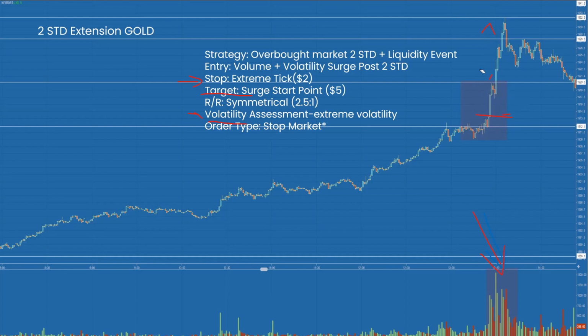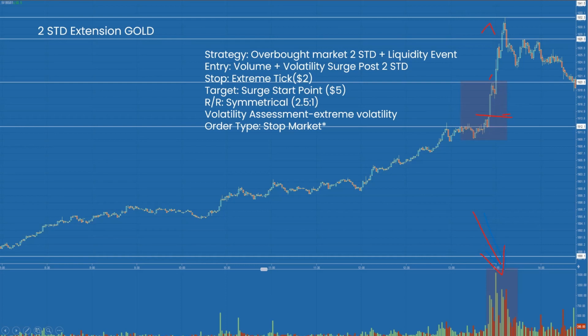Again, we factor in the symmetry of the opportunity. We factor in the volatility. In terms of the stop type, the order type, yes, we are going to use a stop market. Why? Because when the market gets very, very volatile, I don't want to run the risk of order skipping. So in this instance, the stop goes above the high and we use a stop market order here.